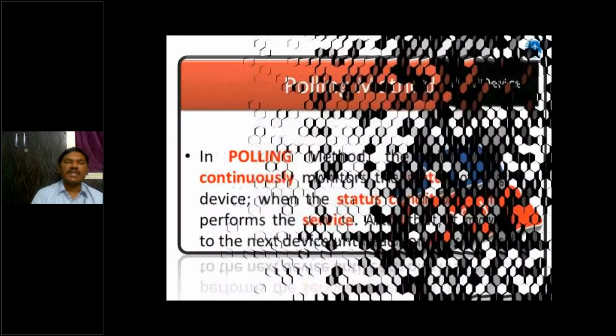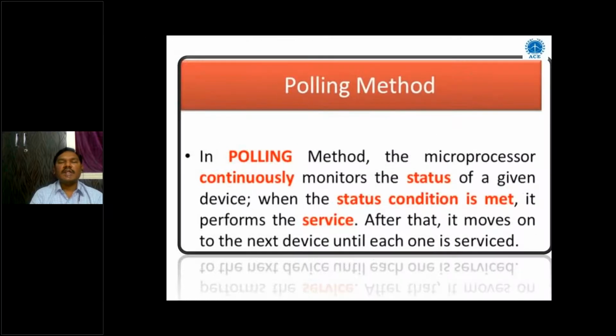Here you can see that in the polling method, the microprocessor continuously monitors the status of all the keys and devices. When a status condition is met, it performs the service. Otherwise, it checks the next device. Then again it checks the next device. If that device's status condition is met, it will stop and allow the other device's information. Right? That is what we call the polling method.